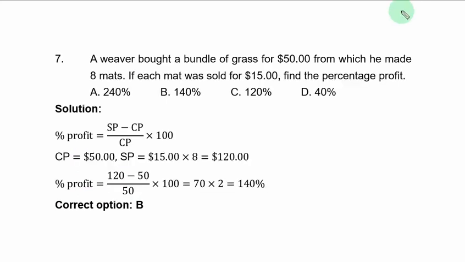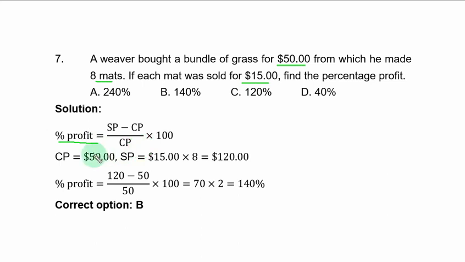Question 7. A weaver bought a bundle of grass for $50, from which he made 8 mats. If each mat was sold for $15, find the percentage profit. Solution. Percentage profit is equal to selling price minus cost price over cost price times 100.